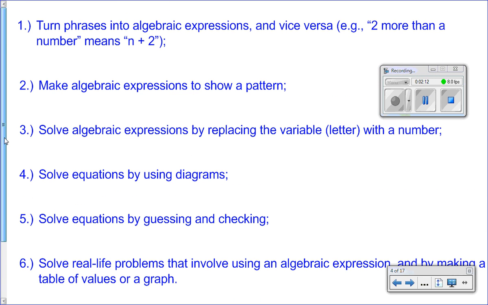Okay, we've got 6. Number 1, we need to be able to turn phrases into algebraic expressions and vice versa. So if we see something like 2 more than the number, in algebraic terms it means n plus 2. We need to make algebraic expressions to show a pattern. We've actually done some work with that already. So if your memory is shaky, go back and watch our videos from Chapter 6 and you'll see where we actually got into working with making algebraic expressions.